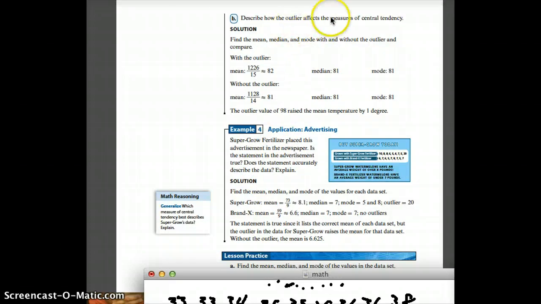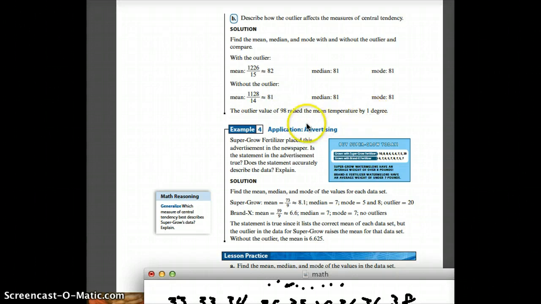Okay. Describe how it affects it. Well, basically for an outlier, you can do the mean with an outlier and without it, just like you can the median and the mode. And then that explains what happens.